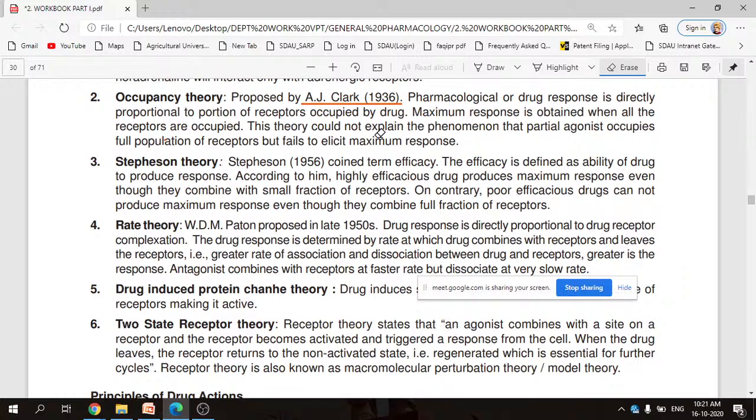This theory could not explain the phenomenon that partial agonists occupy the full population of receptors but fail to elicit the maximum response. Now, this is very important to understand. First, you should try to understand what is an agonist. What is an agonist? The substance which combines with the receptors and is able to produce the physiological response is known as an agonist.